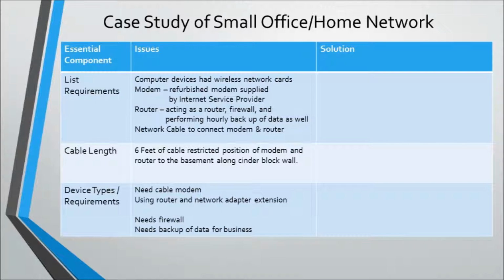6 feet of cable restricted the position of the modem and the router to the basement along a cinder block wall. This network used a cable modem, a router, and a network adapter extension because the signal was not strong enough throughout the house. They needed a firewall and backup of data for the business.